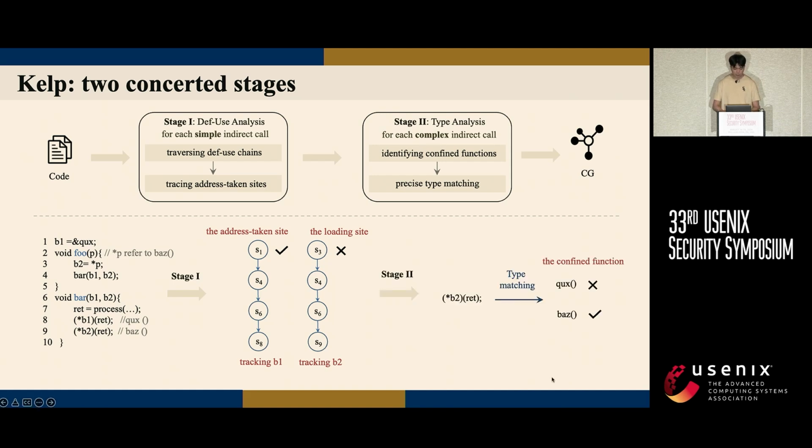In the second stage, it will first recognize that QS is a confined function whose address is only propagated to the simple indirect call site at line A, so that the type analysis will only try to match the pointer B2 to the remaining function, BAZ. So in this way, our approach can precisely compute the calling targets of each indirect call.